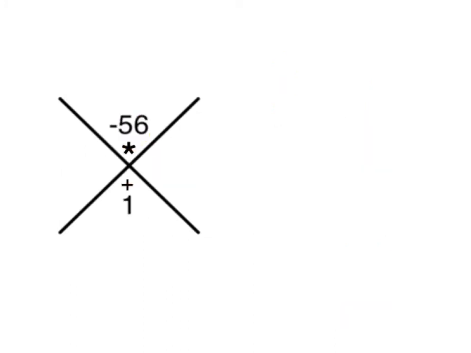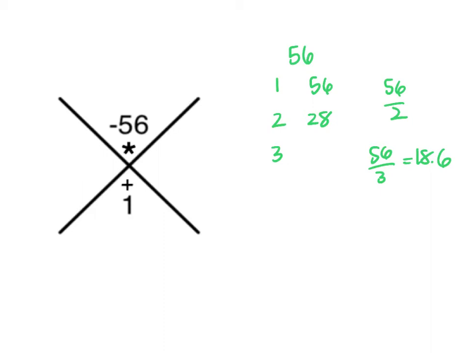All right, my next one, we have negative 56 and 1. So I'm looking for things that multiply to 56. I'm just going to do 56 to start with, and then I'll worry about my negatives. And then we want something that adds to 1. So I know that 1 times 56 gives me 56. If I do 56 divided by 2, I get 28. Let's try 3. 56 divided by 3 gave me 18.6, which again, we don't want a decimal, so we don't care about 3. There's no 3 that works.